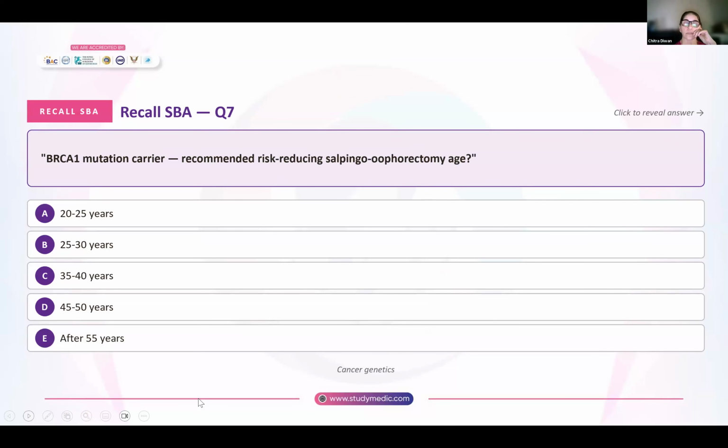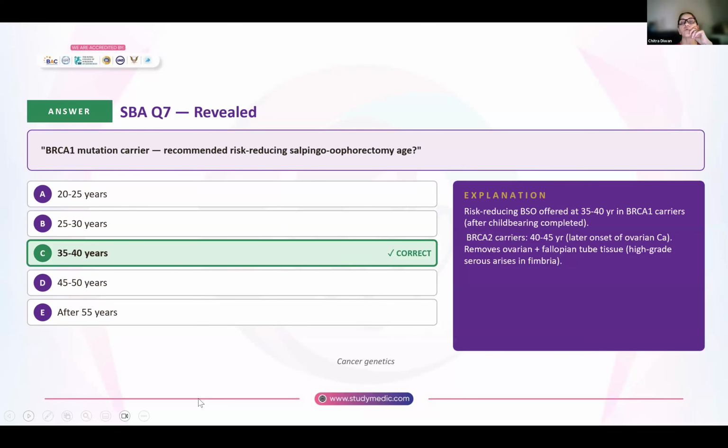BRCA1 mutation carrier, what is the recommended age at which you will offer RRBSO? For BRCA1, it is 35 to 40 years. And why is bilateral salpingo-oophorectomy offered? You will remove the ovary and the fallopian tube also, because it is usually seen that these high-grade ovarian tumors originate from the fimbria of the tube. That is why the tube is also removed.